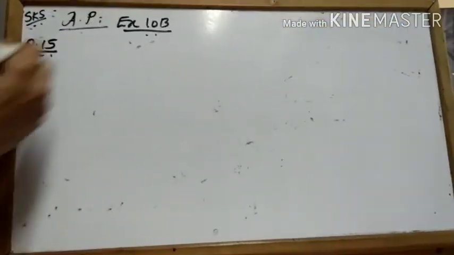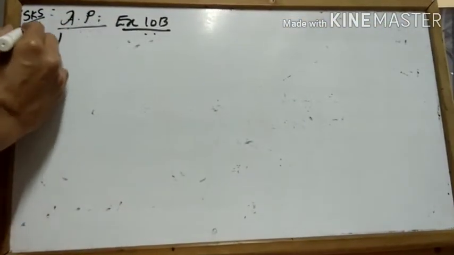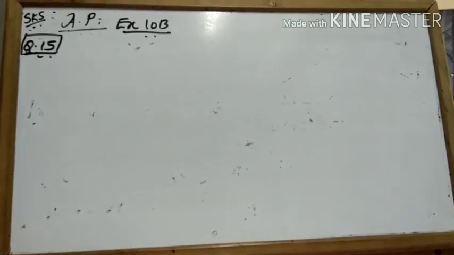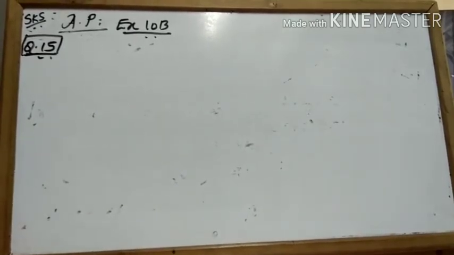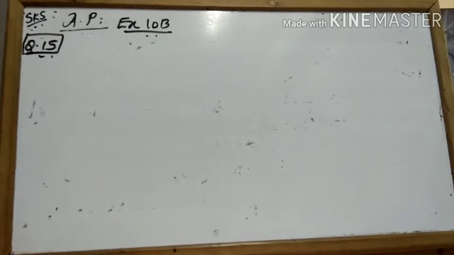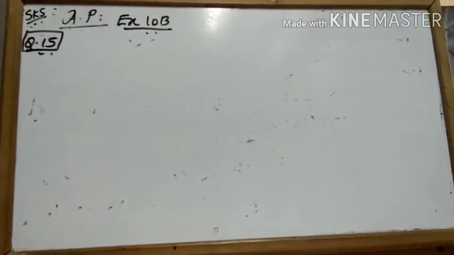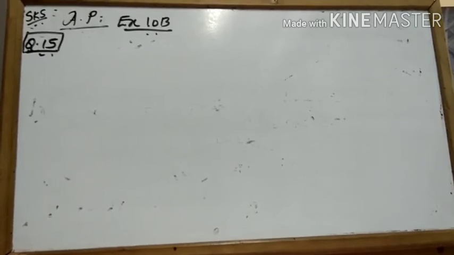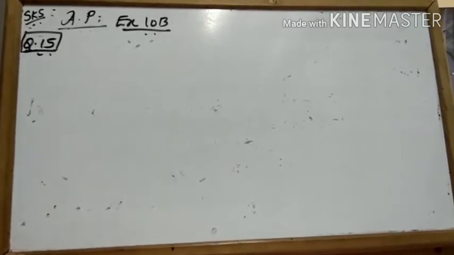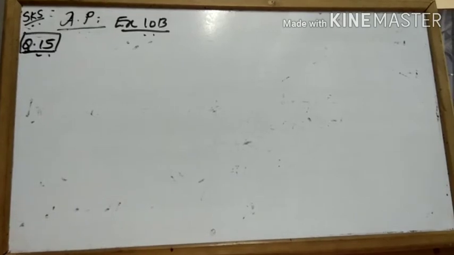Question number 15. Let me tell you, it's a totally different kind of question. They've given us the mth term of an AP is equal to small n, and the nth term of an AP is small m. Prove that the rth term is equal to m plus n minus r. My god, what is this?